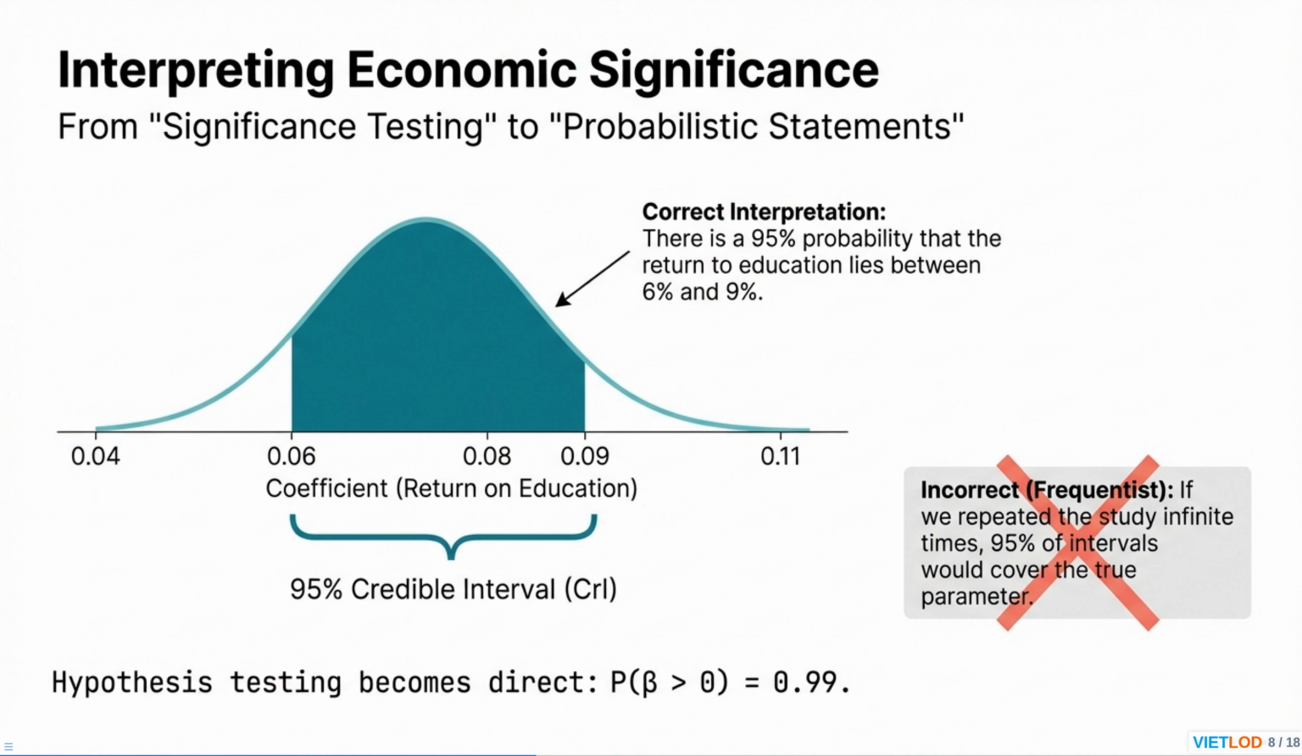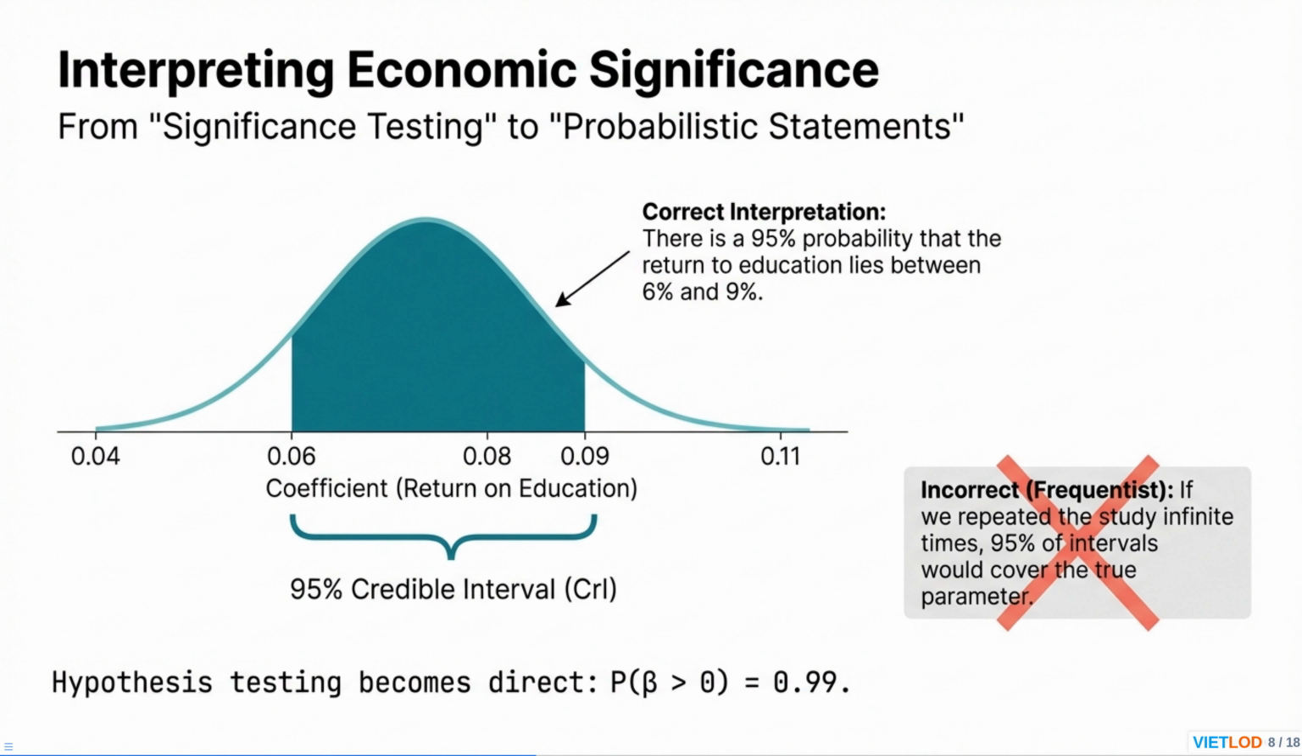Bayesian analysis moves us away from the binary significant or not significant thinking of traditional p-values. Instead, it allows for much more intuitive and direct probabilistic statements about our parameters. The core tool for this is the credible interval. As shown in the graph, a 95% credible interval for the return to education, spanning from 6% to 9%, means we can directly state there is a 95% probability that the true return to education lies within that specific range.